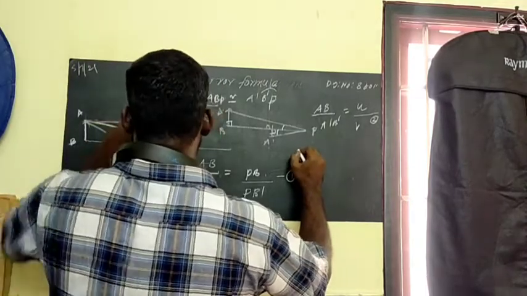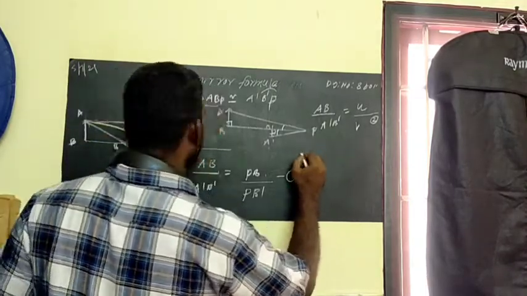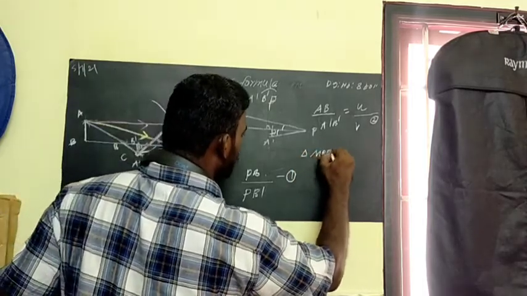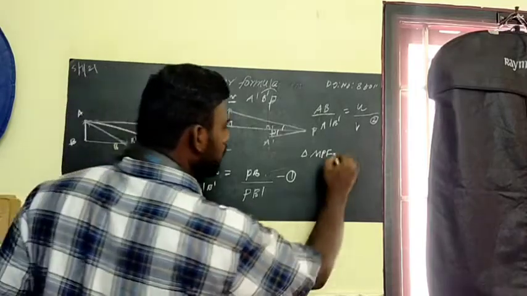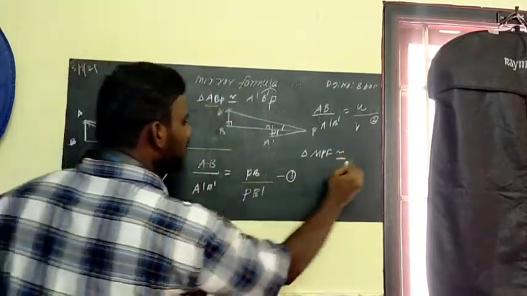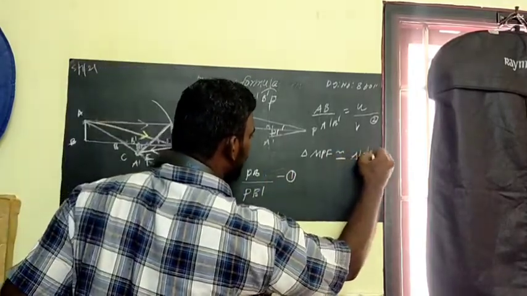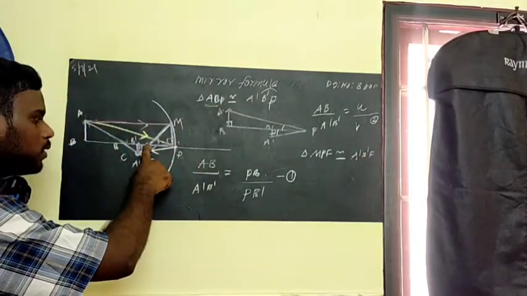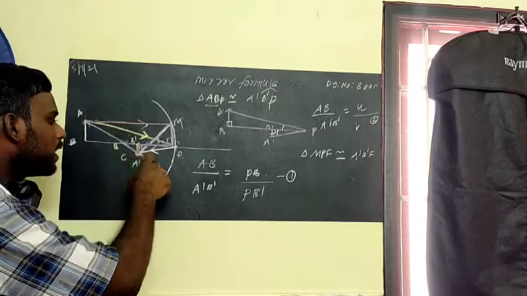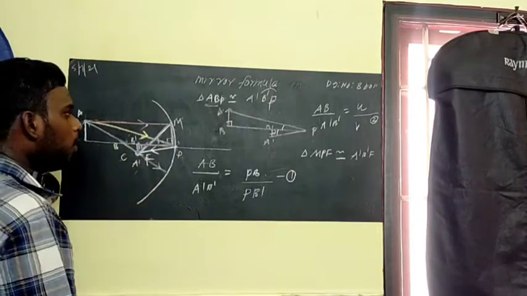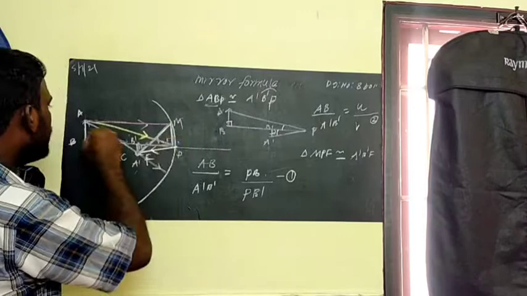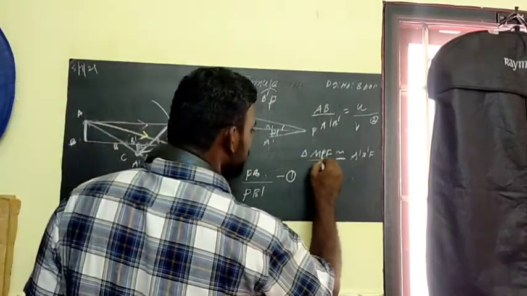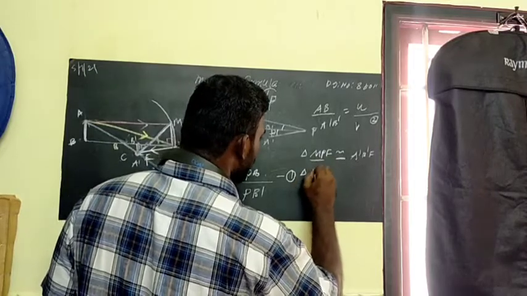First of all, you can see the triangle. I can write triangle MPF, triangle MPF similar to triangle A'B'F. Is it clear? Now you can see that this MP is equal to AB, no? MP and AB are equal, you know. I can replace this, MP will be equal to what?